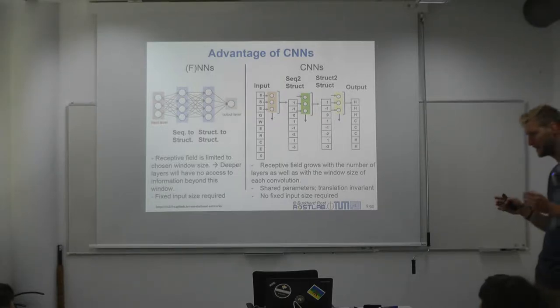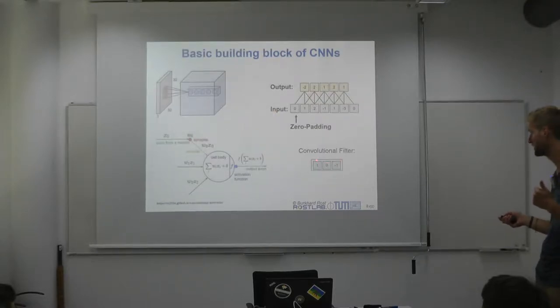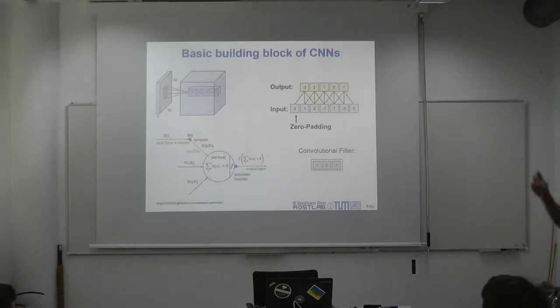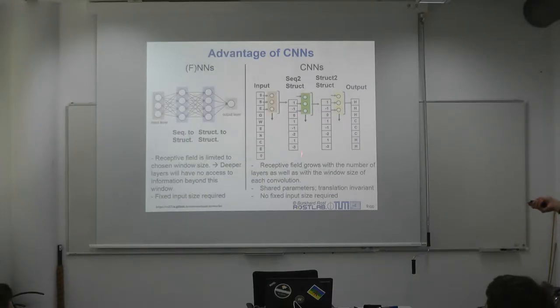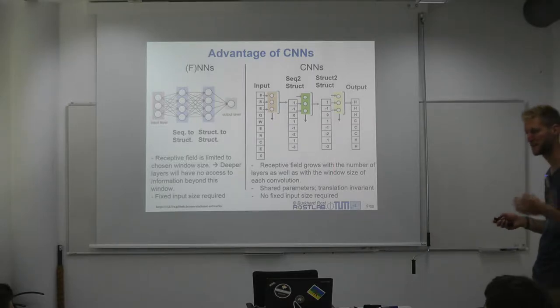For the case of CNNs, as you can process flexible sized inputs, you can also simply increase, for example, the receptive field of the convolutional filter. So here we are just looking one neighbor to the left and one neighbor to the right. But you can also just say, I want to look at two neighbors to the left, two neighbors to the right. That's totally possible. On top, if you just stack them, your receptive field also grows with stacking them.